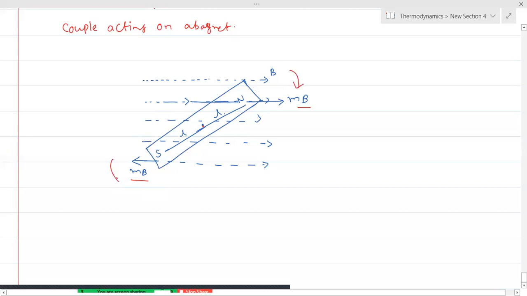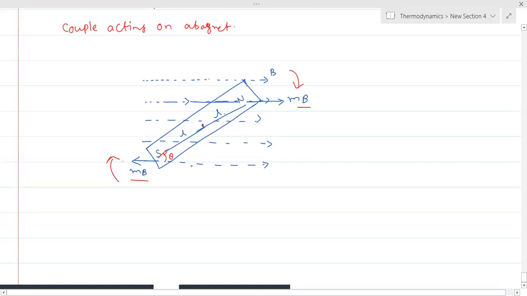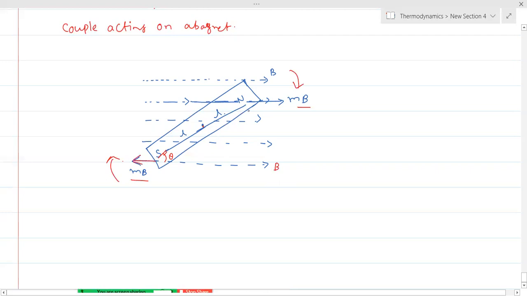When two forces act at the ends of the body in opposite directions, we have a couple acting, and we take the perpendicular distance. For example, if the bar magnet makes an angle theta with the magnetic field B, then the perpendicular distance between these two forces will be 2L sine theta.